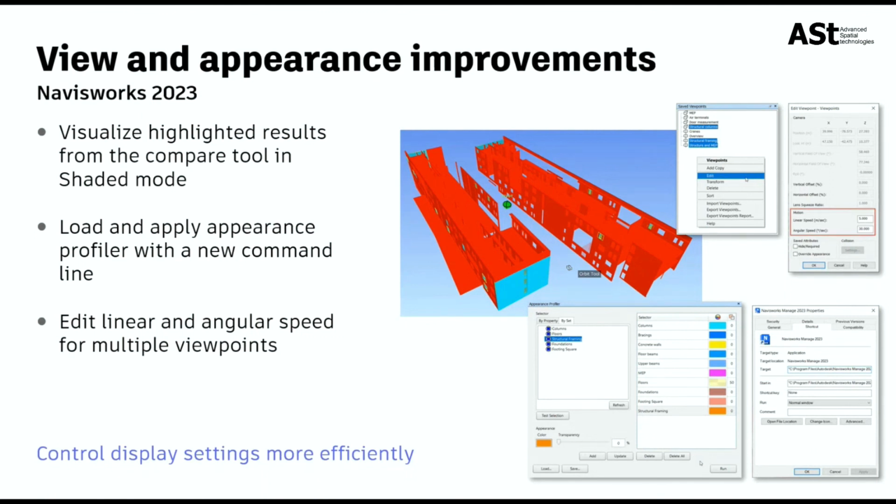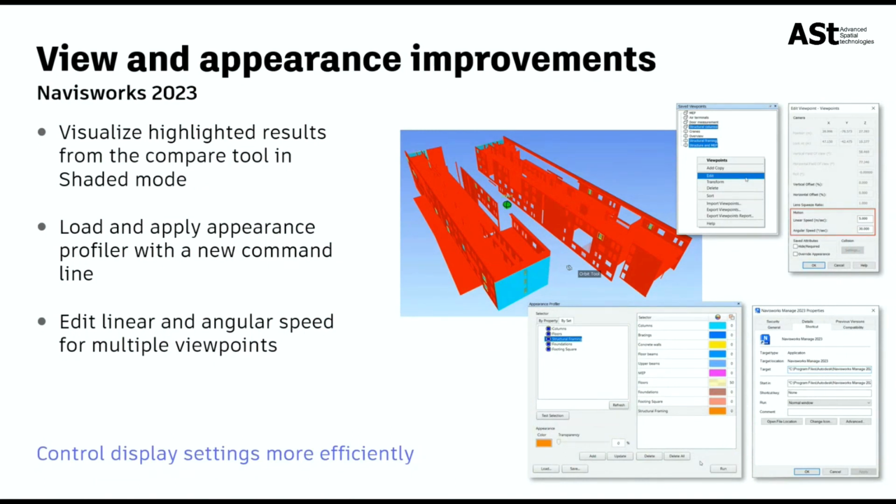The compare tool in Navisworks is used to find the differences between two versions of the model. In 2023, the compare models are now automatically shown in shaded mode, providing better visualization of the highlighted results. You can also load and apply an appearance profiler. The appearance profiler tool in Navisworks is used to define custom appearance profiles based on search sets. So when you set up a search and selection profile and its property values, it can be saved out as a DAT file and shared with other users in the project.